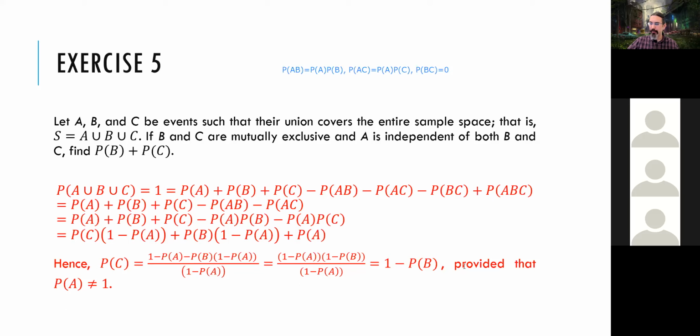So when you simplify this, you get 1 minus PB. Now you can see probability of C is equal to 1 minus probability of B. So probability of B plus probability of C is 1. They are mutually exclusive and they span the sample space. So they are actually covering all the outcomes together. And they don't have any common points as well.